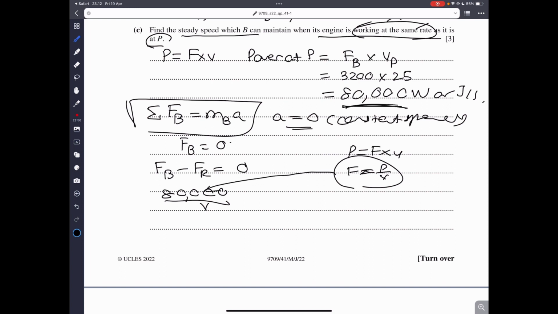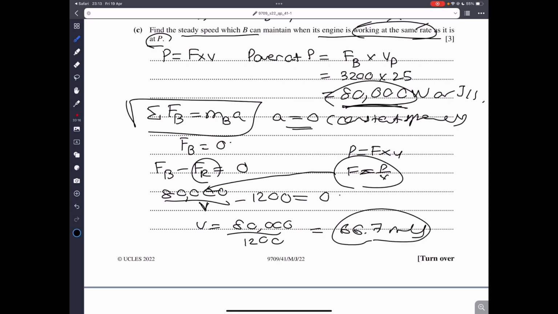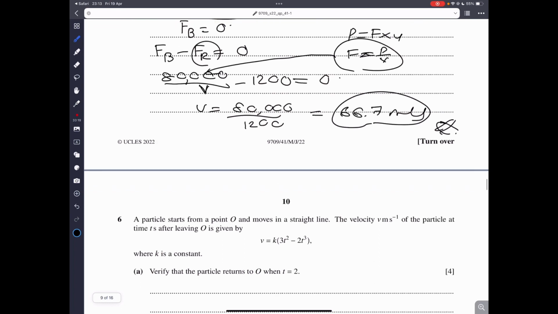The power produced by the engine is 80,000 watts divided by the velocity, which is the variable we're going to find, minus the resistance, which is given in the question. So if we solve this equation, the steady speed will be 66.7 meters per second. Okay. And that's your free 3 marks as well.